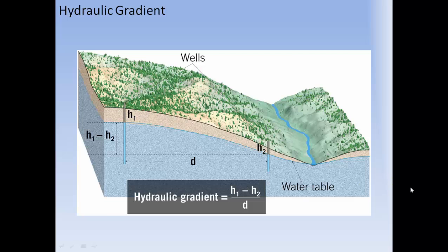So here we have our hydraulic gradient, which is the slope of the surface here. We take h1, the height up here, and subtract from it h2, the height down here. We divide that by d to get the hydraulic gradient.